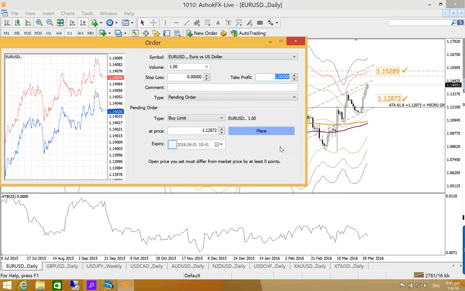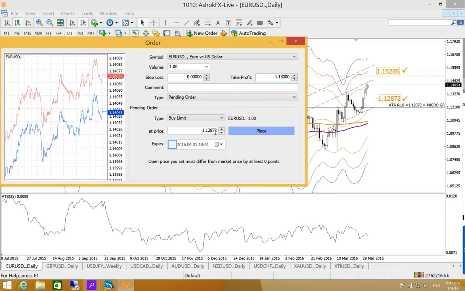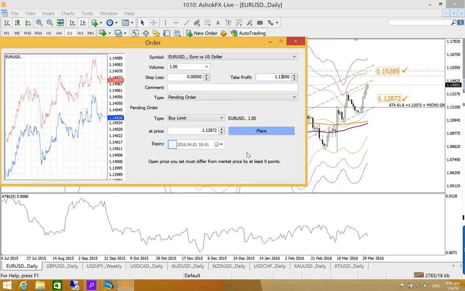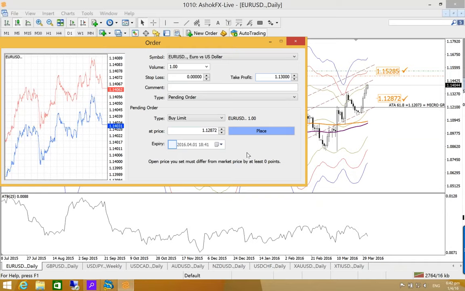So my TP for the buy limit order is going to be plus 40. Let me just get a calculator here and calculate. 1.12872 plus 40 will give me 1.13272.